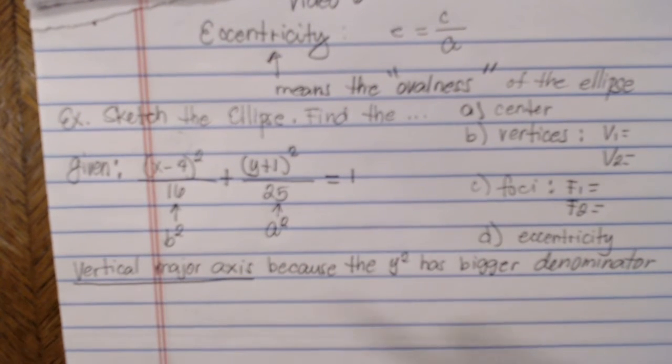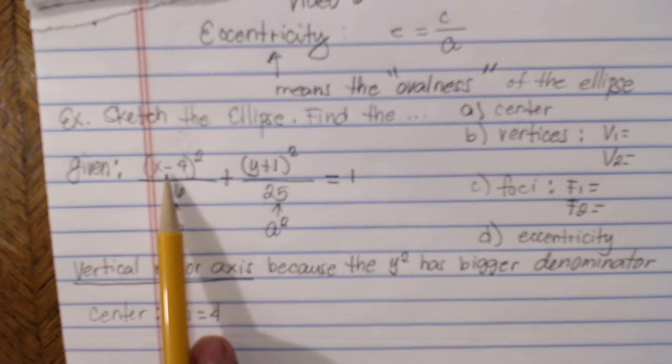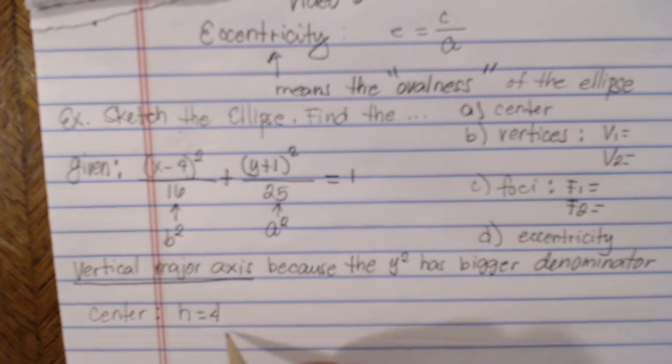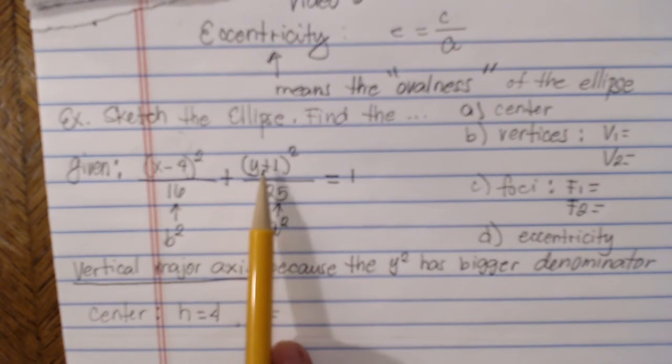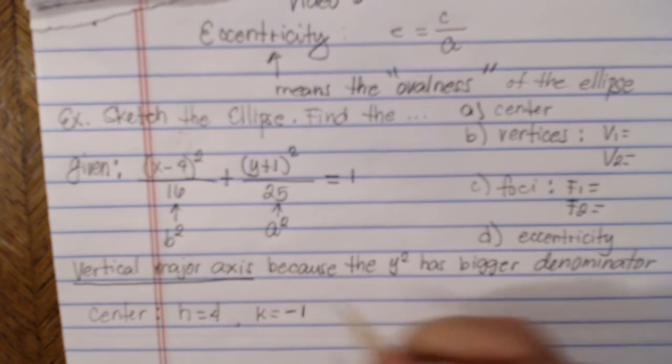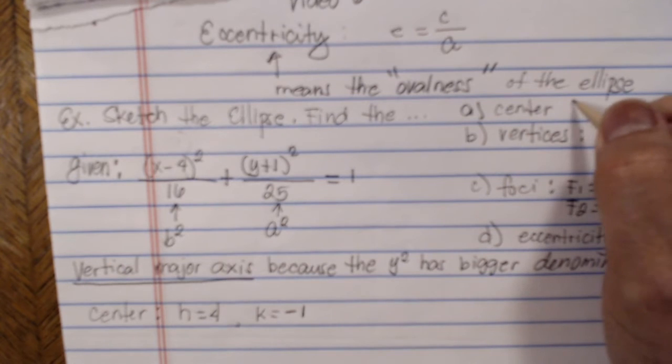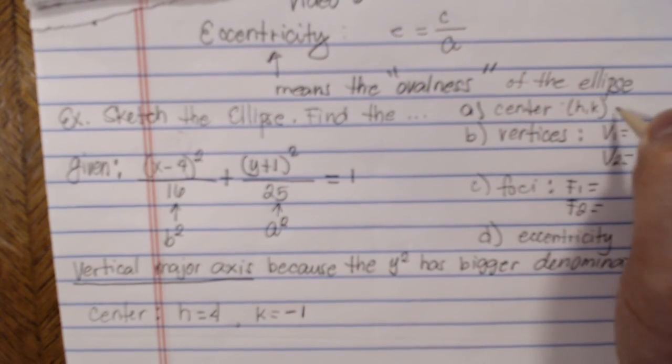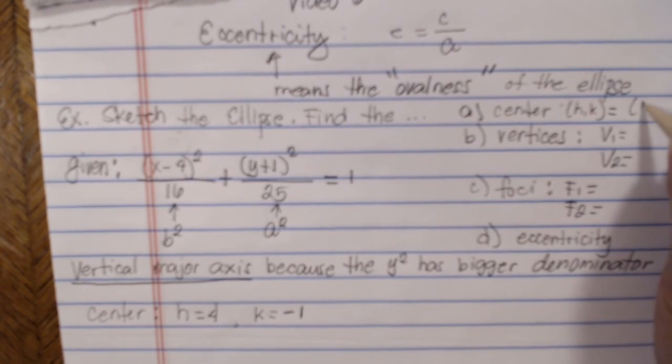Okay, so just to let you know, because we're going to sketch that. Now, right away, x minus 4, y plus 1 will give away your center. So x minus 4, your h is positive 4, because it's x minus h. And then your k, because it's y plus 1, this means y minus negative 1, so your k is negative 1. So your center is h, k, which means 4, negative 1.